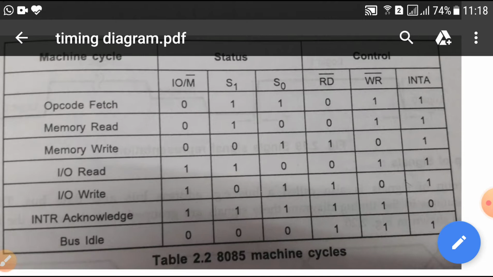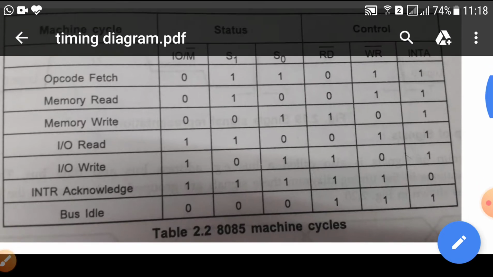Memory write is an operation in which we are writing something into the memory. Input output read is an operation in which we are reading something from the input output. Similarly, input output write is a process in which the processor is writing something on the input output.